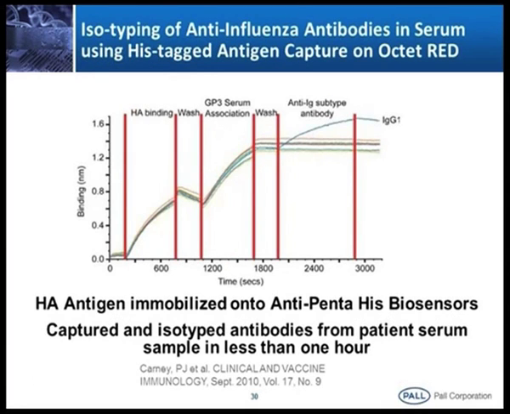This is the isotyping example, isotyping of the anti-influenza antibodies in serum using his-tagged antigen captured on Octet. See, if you look at this, there is only one which has an affinity towards that, we are able to see. The rest is the baseline.